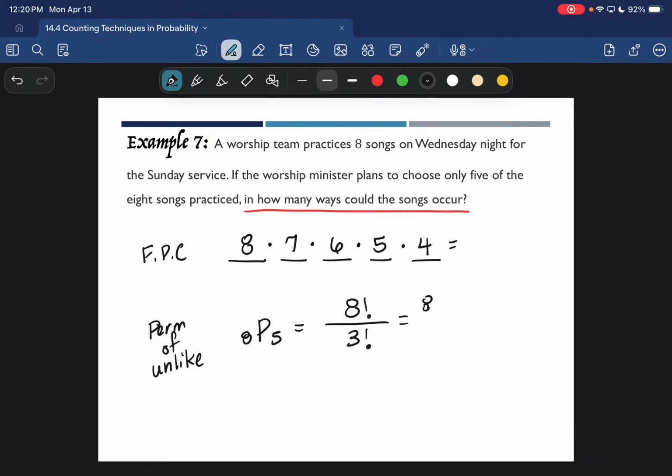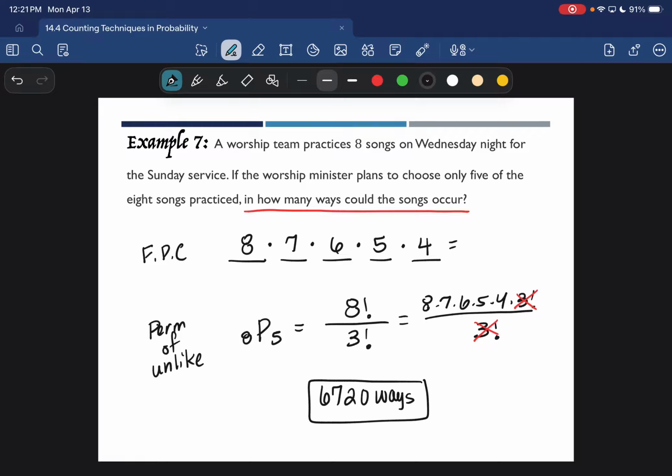And notice if I write this out, 8, 7, 6, 5, 4, and 3 factorial, do you see what happens with my 3 factorials? They're going to cancel, and what happens on the top? It's the same list of numbers that we had when we thought about it as a fundamental principle of counting, okay? So either way, we're going to multiply the same values together. So somebody go ahead and grab a calculator, multiply those out for us. 6,720 ways that the songs could occur, right? The word being occur.